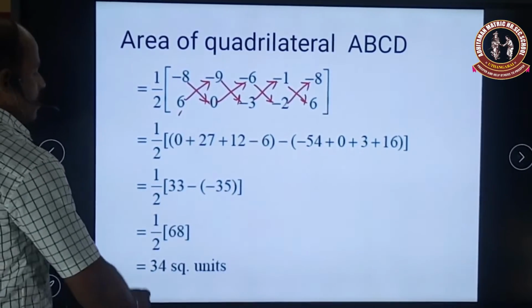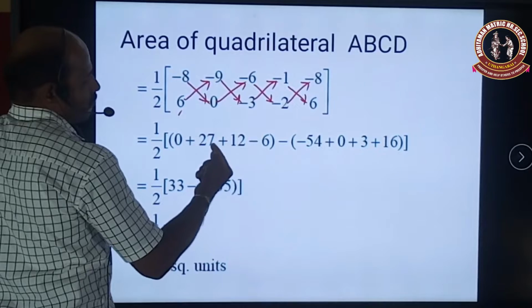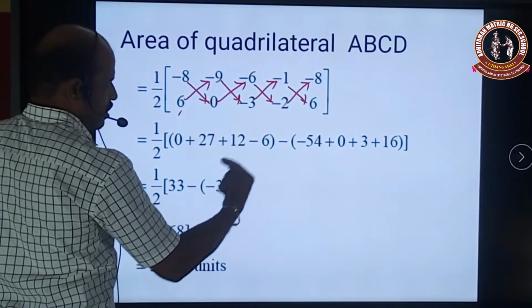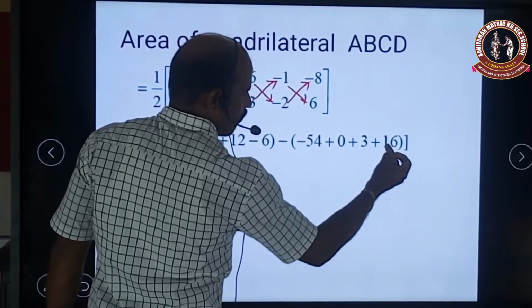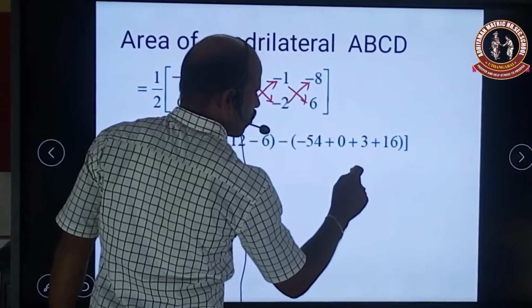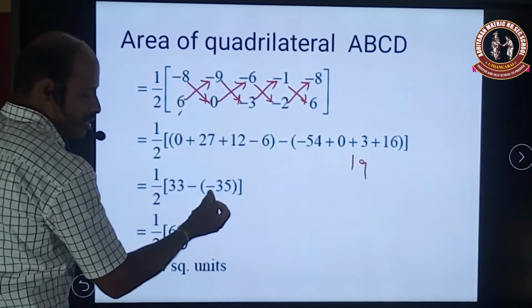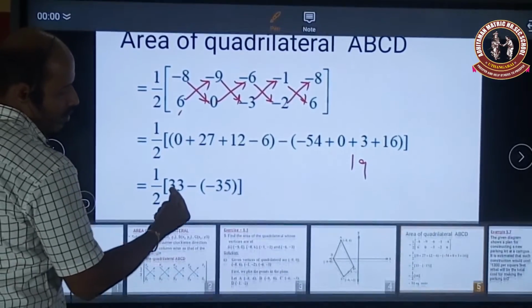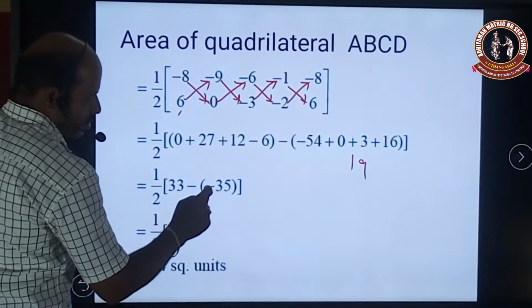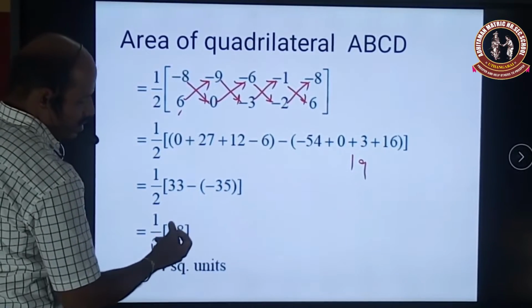Next, that is equal to 1 by 2 into: 27 plus 12 equals 39, minus 6 equals 33. Next, minus 54 plus 3 plus 16. 16 plus 3 equals 19. 19 minus 54 equals minus 35. Again, that is equal to 1 by 2 into 33 minus into minus is plus, 33 plus 35 equals 68.